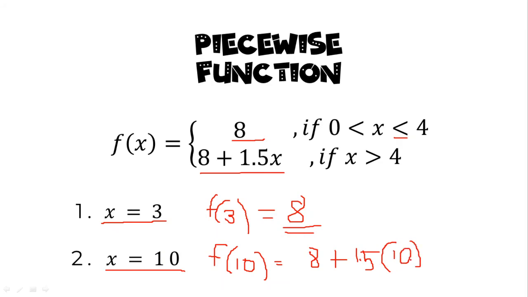So, 1.5 times 10 is equal to 15. So, magiging 8 plus 15, which is equivalent or equal to 23. So, ang babayaran natin kapag nag-travel tayo ng 10 kilometers is 23 pesos.